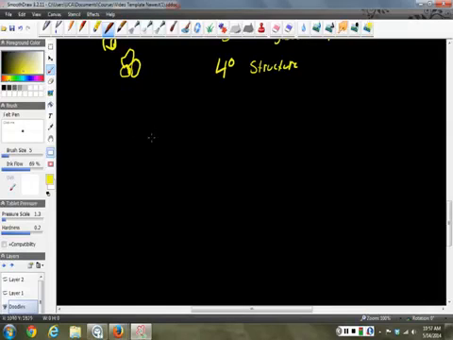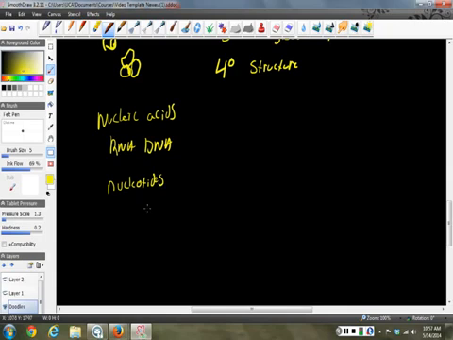Lastly, I want to just mention nucleic acids. Nucleic acids are energy storage in the body. So we're going to have RNA and DNA, ribonucleic acid and deoxyribonucleic acid. And they're both composed of nucleotides. That's the monomer, the unit that comes together to form nucleic acid.